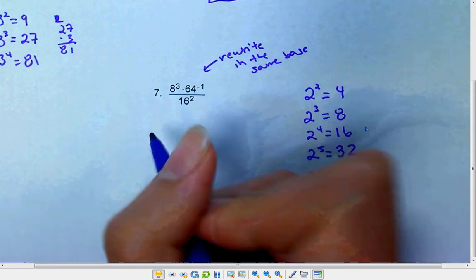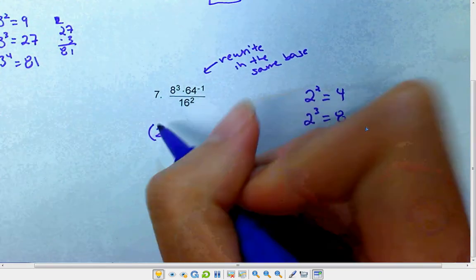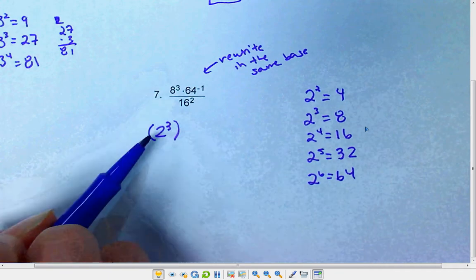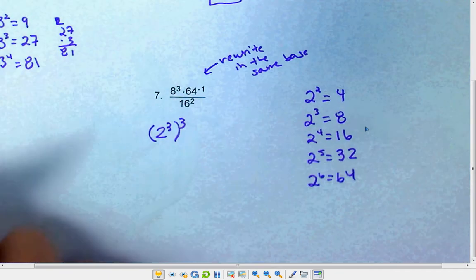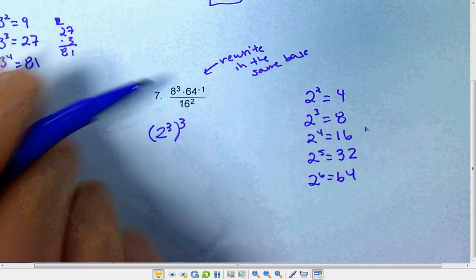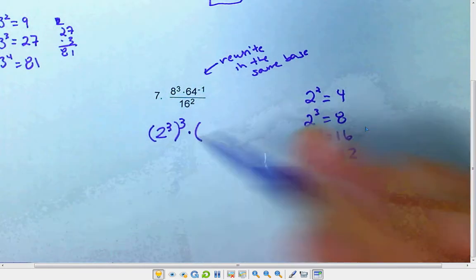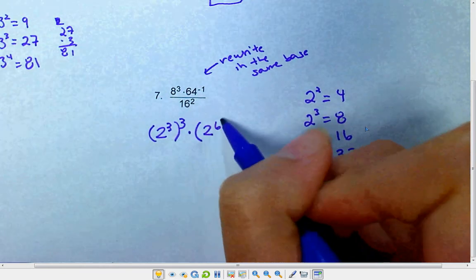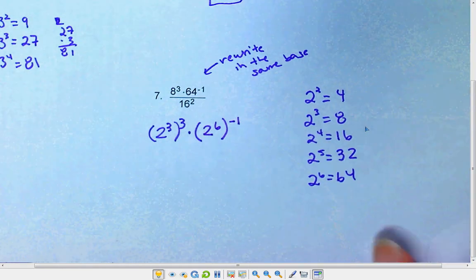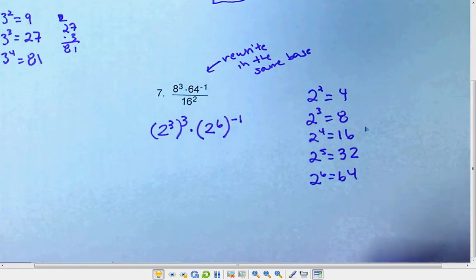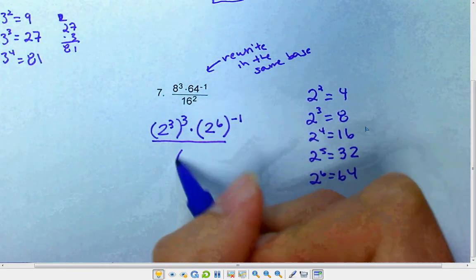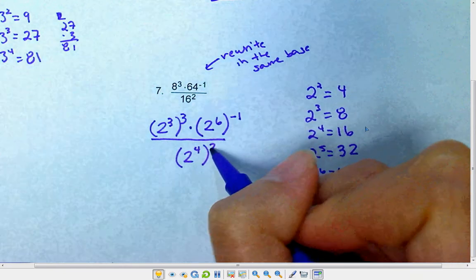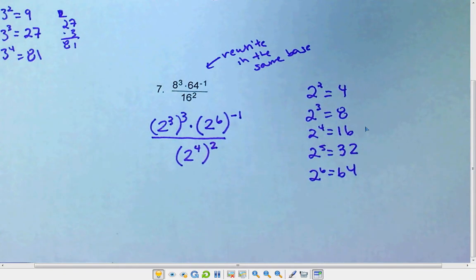We know 8 is 2 to the 3rd power, so all I'm going to do is replace my 8 with 2 to the 3rd. I still have a 3 on the outside, the exponent, times 64, which is 2 to the 6th power. I still have that negative 1 exponent on the outside of that. And I'm going to replace the 16 with 2 to the 4th. And again, I'm keeping the exponent on the outside.